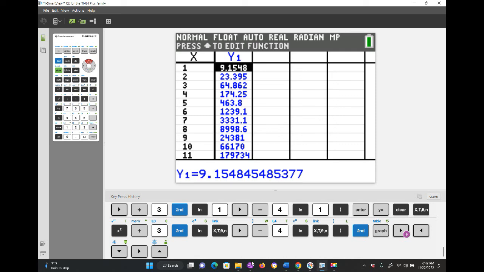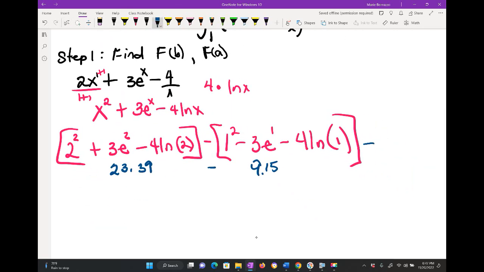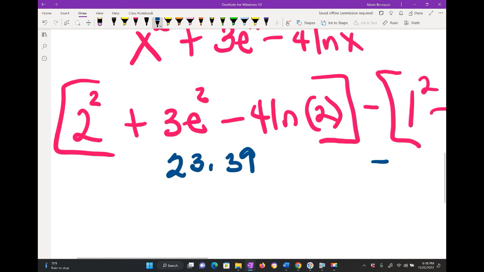So that's a couple of ways you can approach the same question, just talking out loud. And again, what we got for our answers for this one: 23.39, and this is still minus, and for this one 9.15, and the answer to this entire piece is 14.24 rounded. All right, let's try another question, and then we'll try one with substitution.